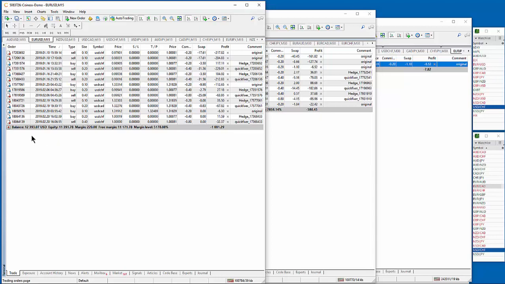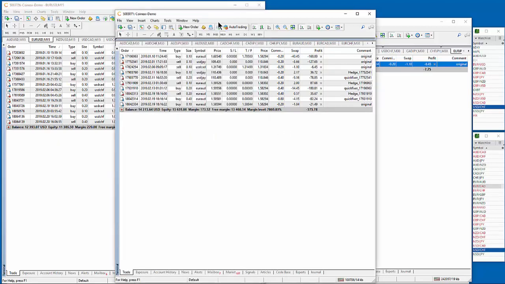But the balance on the account is $12,393. The equity is $11,393. So we have right at $1,000 tied up in negative PL at the moment. Of course, this goes up and down, it changes.